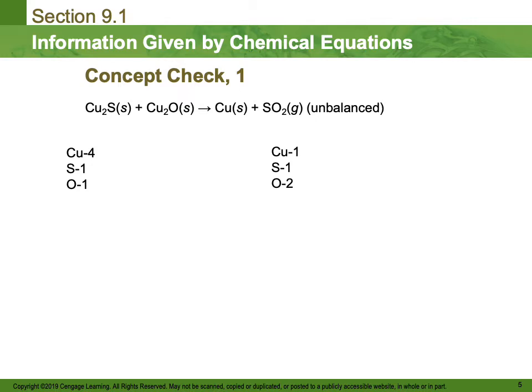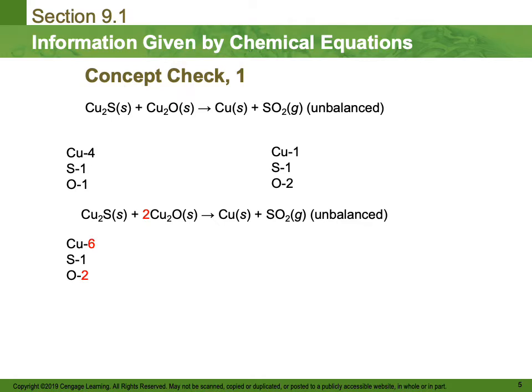I see that sulfur right now, there's 1 in the reactants, 1 in the products. So I'm going to leave sulfur alone. I'm going to put a 2 in front of this Cu2O, and I did it in red, so that we can balance the oxygen. So I have 2 oxygens over here, 1 over here. So now I have 2 oxygens in the reactants. When I did that, it also changed the number of copper.